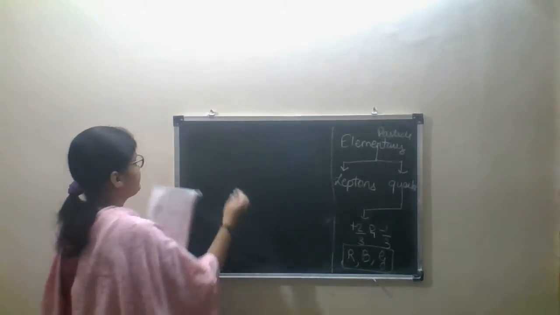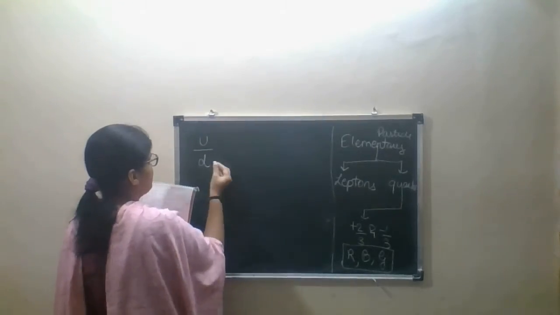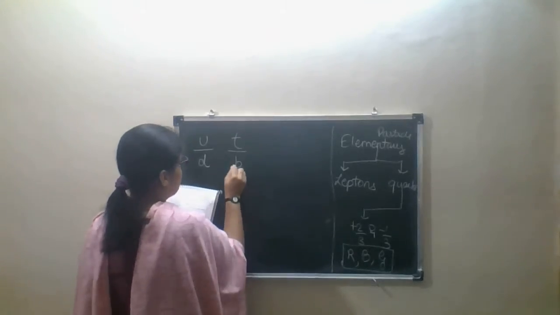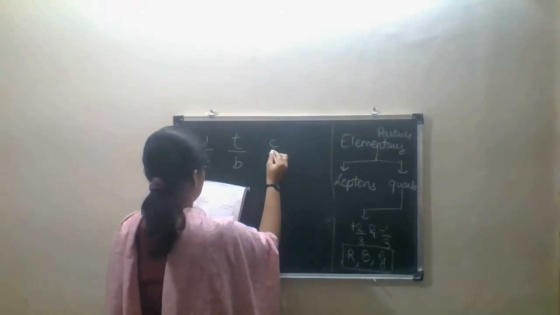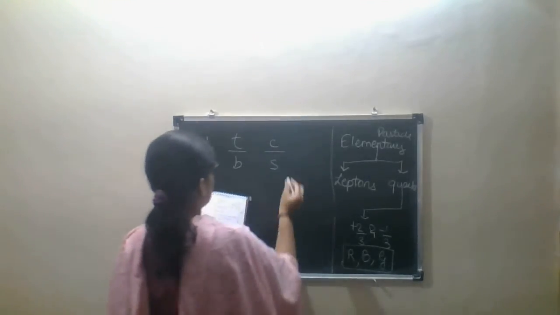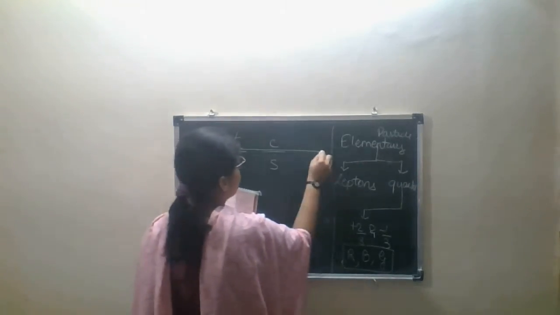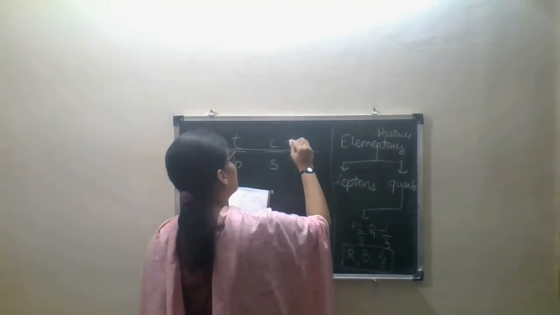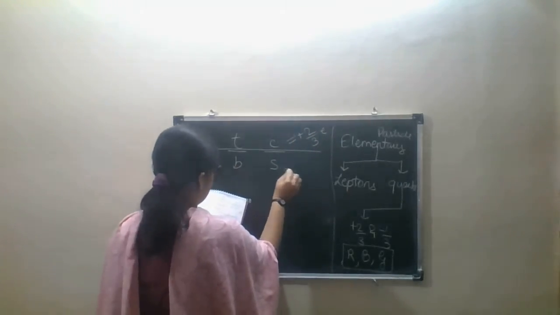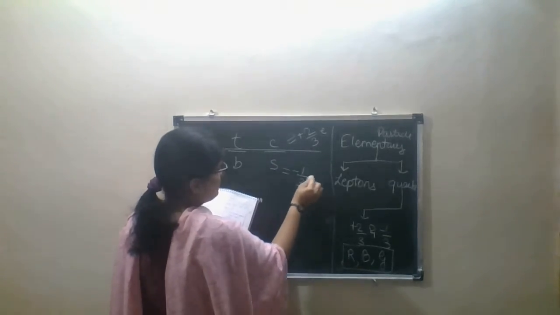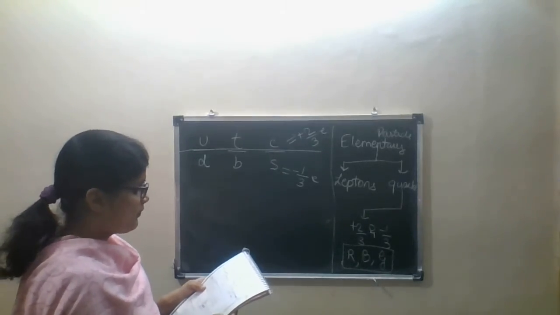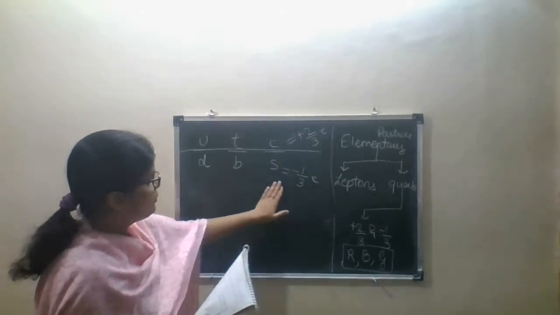Such as here: up quark, down quark. Then top quark, bottom quark. C is the charm and S is the strange. Everything at the numerator has the charge plus 2 by 3 e, and here the charges are minus 1 by 3 e, at the denominator. These are the 3 generations of the quarks.